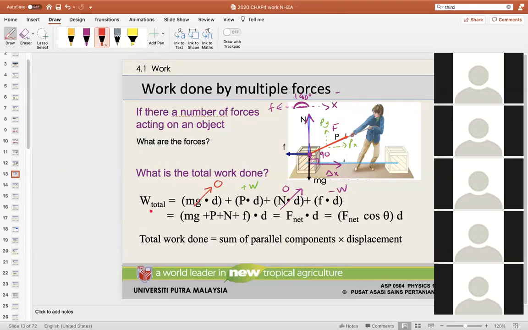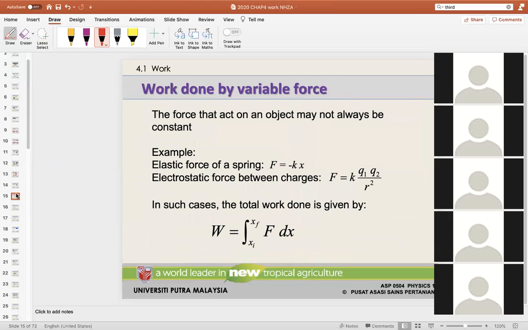So eventually total work done is W, the work done by the force of gravity, work done by the pulling force, work done by the reaction force, and work done by the friction force. And you already know which ones are 0. So this leaves us with the work done by the pulling force and the work done by the friction force, which will give us the total work done. Okay, so this is just the concept. Let's hope we have an example next. Okay, this is not it.